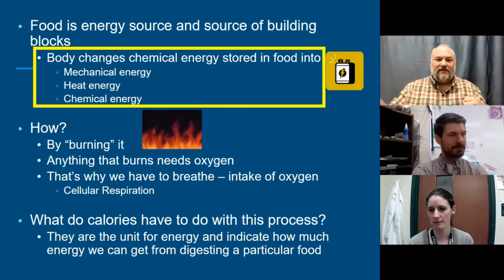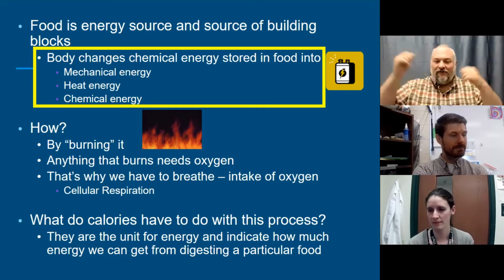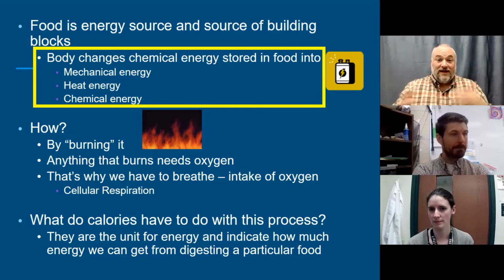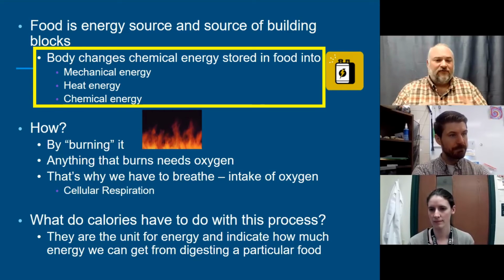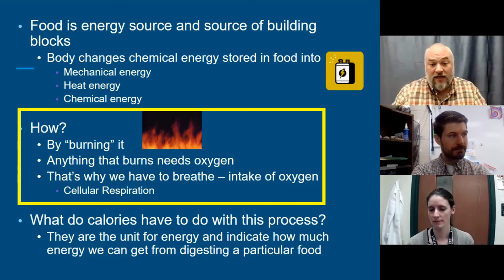We may turn it into mechanical energy. Moving my arms around right now, I've converted into mechanical. Heat energy, I'm 98.6 degrees, even though the room around me is a lot cooler, so I'm generating heat. And then, of course, chemical energy in the form of ATP, for instance, which then I use to do the other things. How do we do that?